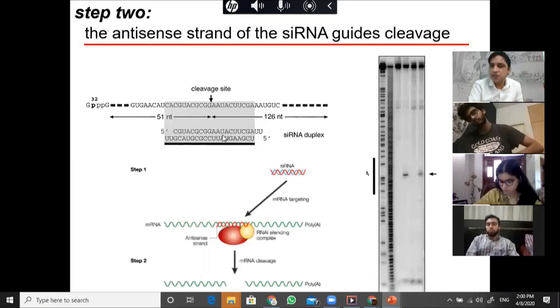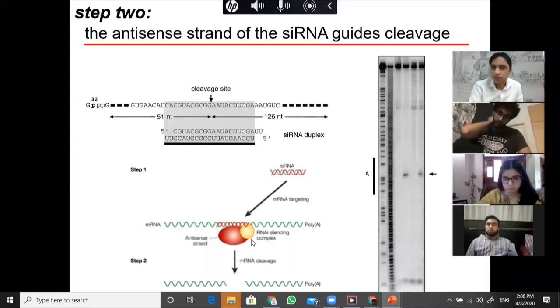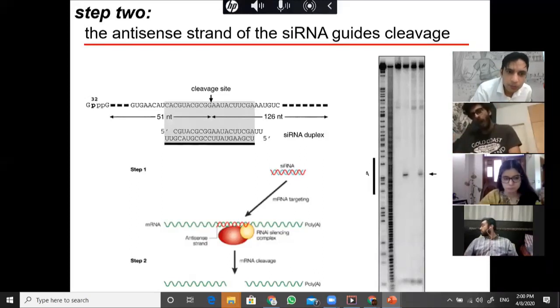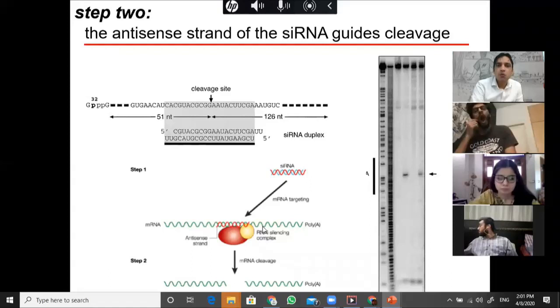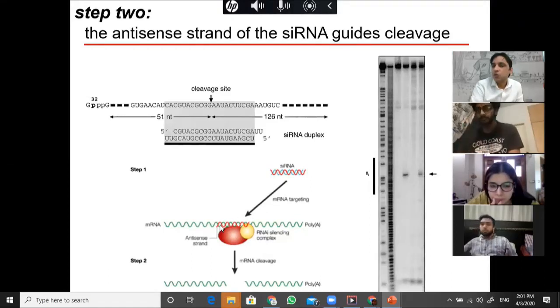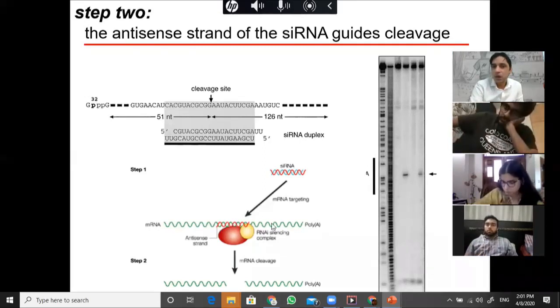And those duplexes, like this is the duplex of small interfering RNA. One of the fragments is loaded on the complex. I told you the name, the RNAi silencing complex. Mostly, one of the fragments is able to bind itself with the target messenger RNA. If that complementarity occurs, the messenger RNA will not be able to survive, it will be chopped off.